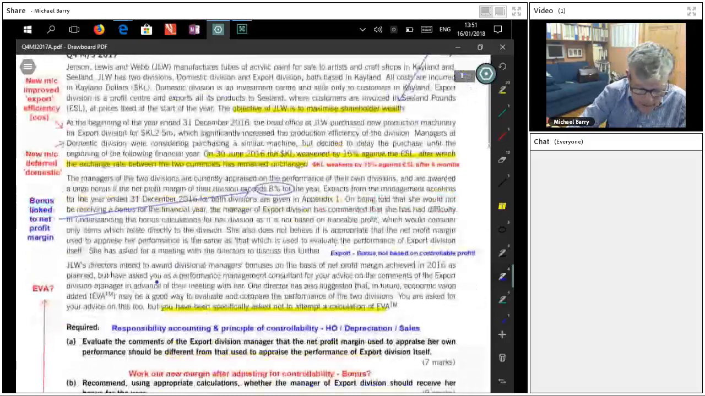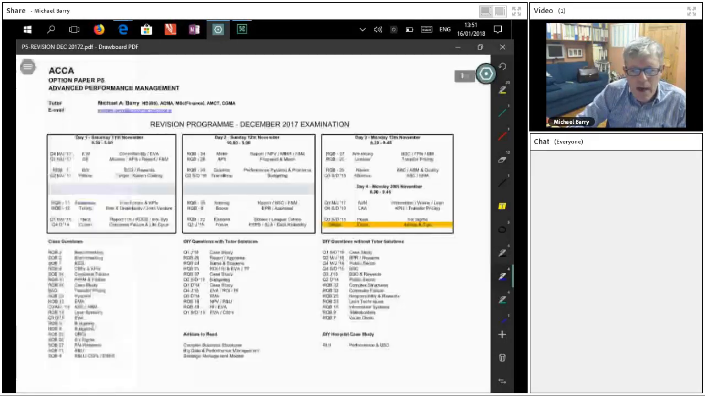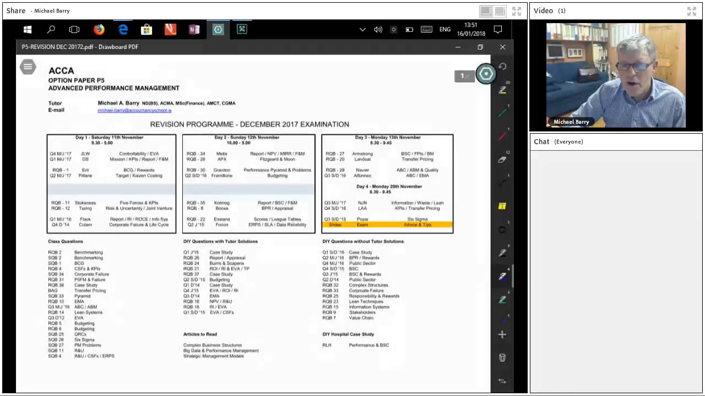Now, the revision program. I'm working on the revision program for March 2018 at this point in time, but this is the program I used for the December 2017 examinations. I annotate all the questions that are done during revision, and this makes the revision session far more productive. Not only that, it ensures that we get through quite a number of questions.